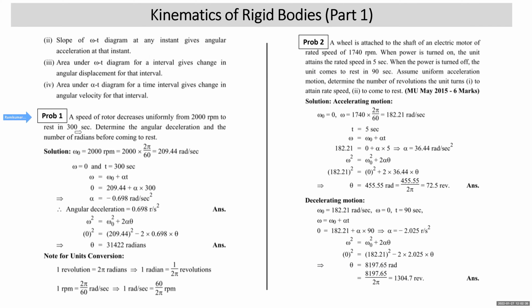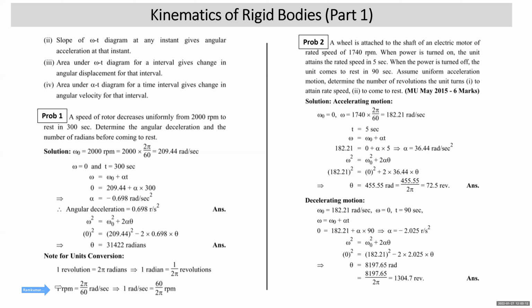My first problem. The speed of a rotor decreases uniformly from 2000 rpm to rest in 300 seconds. Determine the angular deceleration and the number of revolutions before coming to rest. Omega naught is the initial angular velocity, 2000 rpm. Students, here at the bottom I have given a note for unit conversion. We know that one revolution is equal to 2 pi radians. If 1 revolution is 2 pi radians, then 1 radian is equal to 1 by 2 pi revolutions. Similarly, we understand 1 rpm is equal to 2 pi by 60 radian per second.